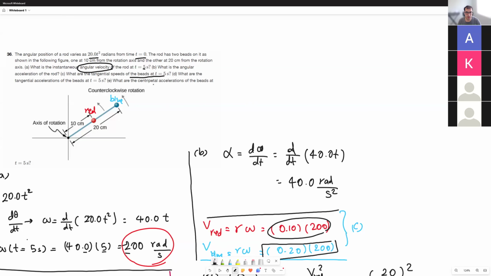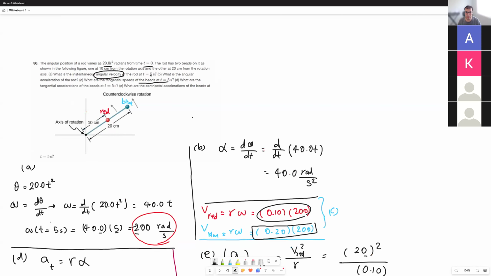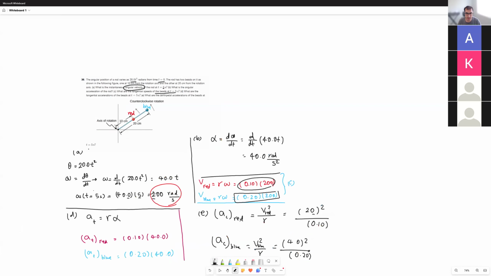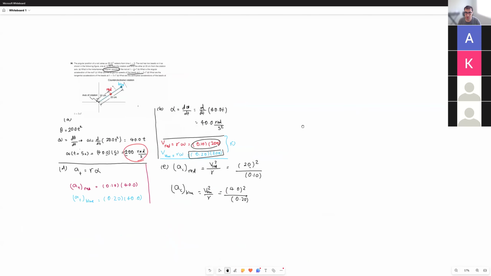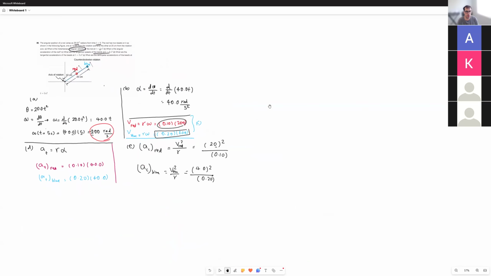The question is, what is the centripetal acceleration at 5 seconds? Harmod is asking why they say at 5 seconds. The reason is, you don't know, it could be time dependent. In this question, it wasn't time dependent. Alpha was not time dependent. Here we got alpha as d over dt of 40.0 t, which just gave you 40.0 radians per second squared.